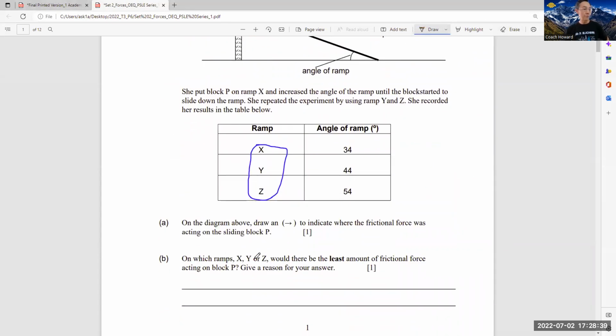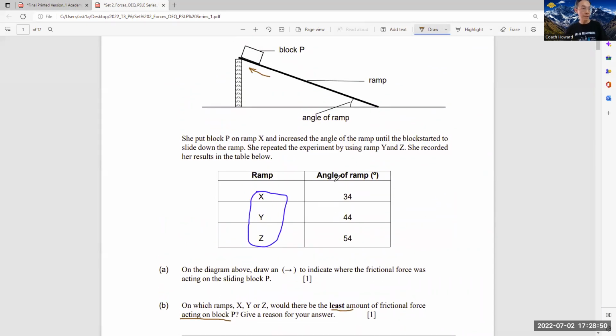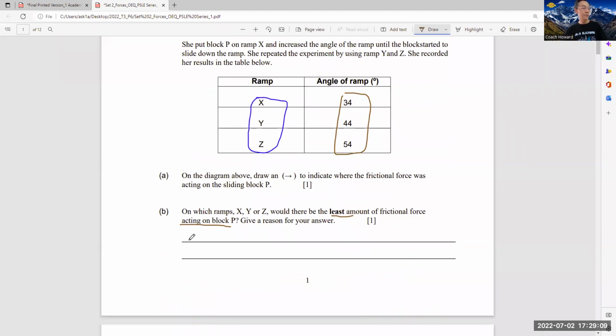Okay, so on which ramp would there be the least amount of frictional force acting on the block? Least amount, okay, you must understand the concept. Because this is the angle that the block starts to slide down. So if the ramp has the least amount of frictional force, it means the block is easy to slide down at the smallest angle. So your answer should be ramp X.